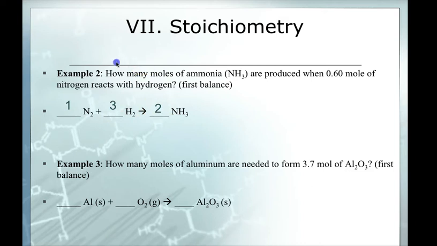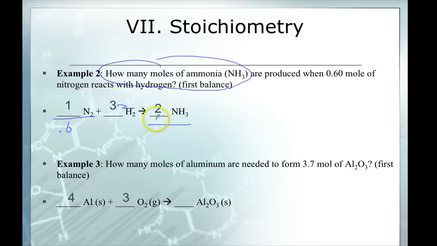So it says how many moles of NH3, so we're only looking at the NH3, are produced when 0.6 moles of nitrogen reacts. And we're looking at the N2. So the H2 has nothing to do with what we're doing here. So what coefficient are they changing? How many moles of ammonia are produced when 0.6 moles of nitrogen? So we're going to change this to 0.6.